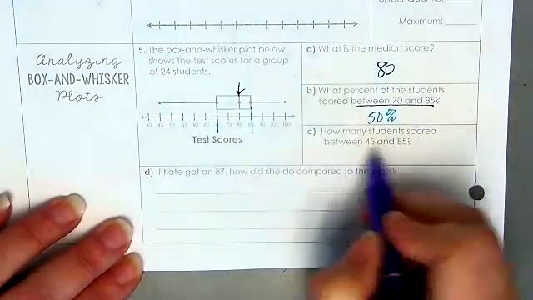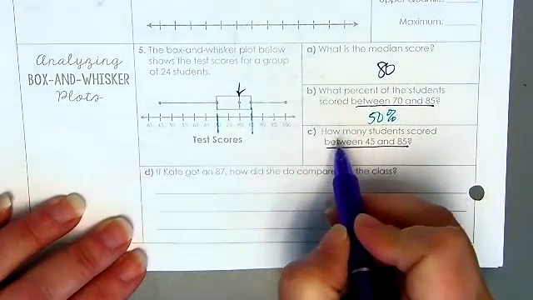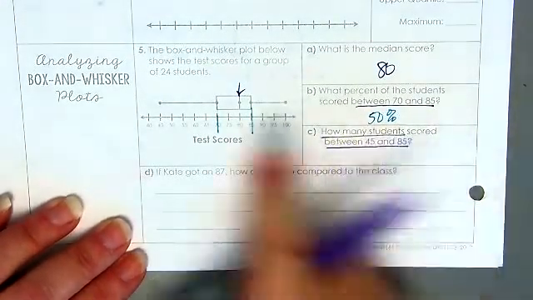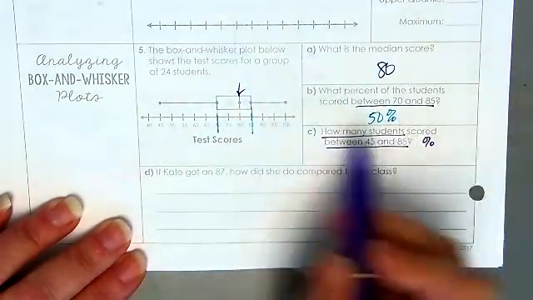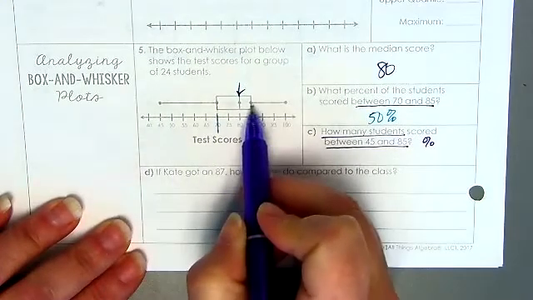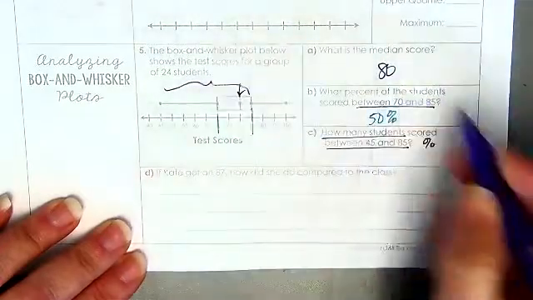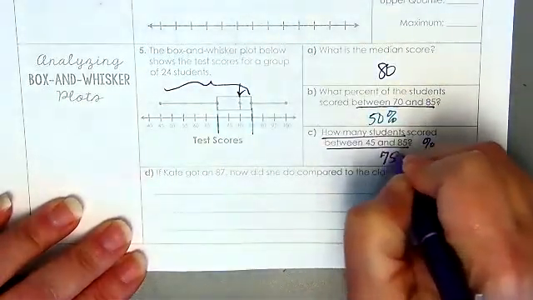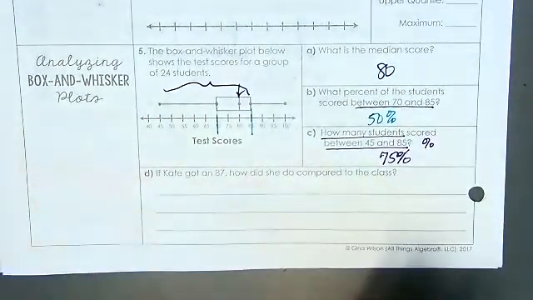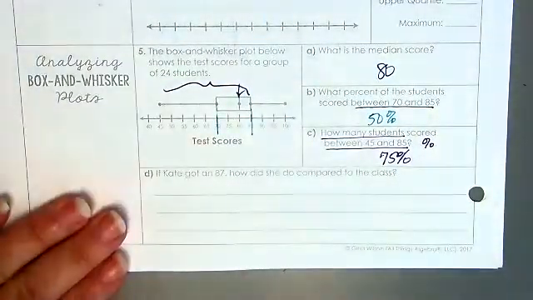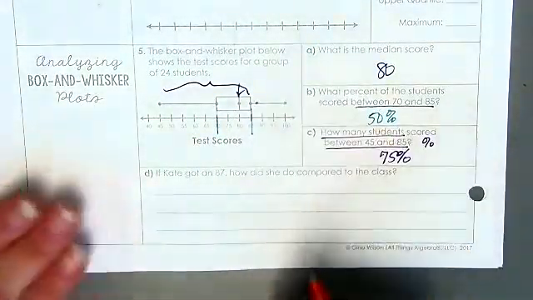How many students scored between 45 and 85? You don't know how many students, because we cannot get exact data from here, but we can give a percentage. Between 45 and 85, that is from here to here. So therefore, that is 75%. If Kate got an 87, how did she do compared to the rest of the class? So she had an 87. So that's going to be about here.